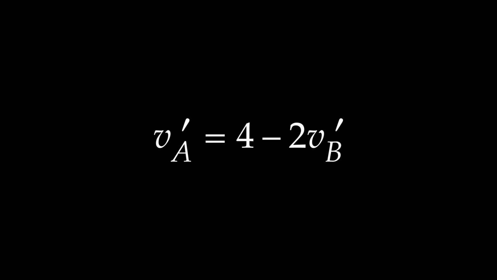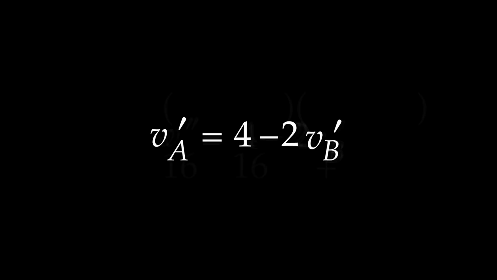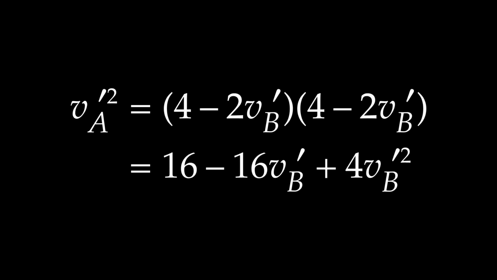So VA prime squared is equal to 4 minus 2 VB prime multiplied by 4 minus 2 VB prime. So I have to FOIL it. 4 and 4 is 16, and then I get 2 cross terms that are 8 VB prime, and that's negative 16 VB prime plus negative 2 VB prime times negative 2 VB prime, which is positive 4 VB prime squared. So I FOIL that out, it becomes something looking a little quadratic there.